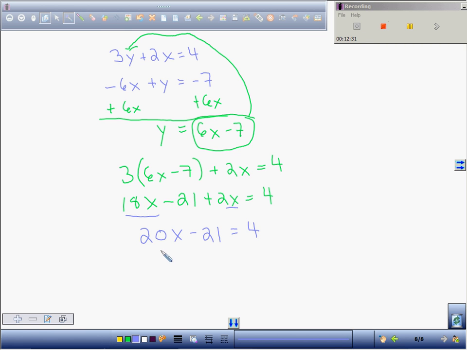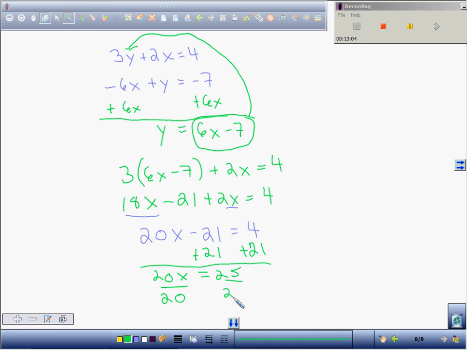Now what, Sam? Add 21 to both sides. So I'm going to plus 21, which gives me 20x equals 25. Now, fortunately or not fortunately, I'm trying to show you a good problem which doesn't come out nice and neat.